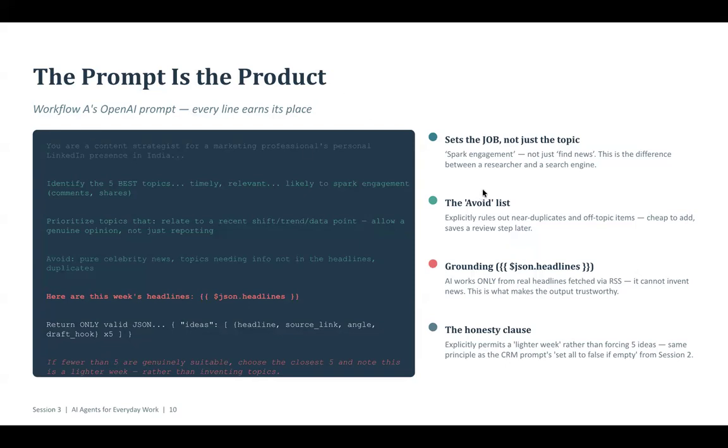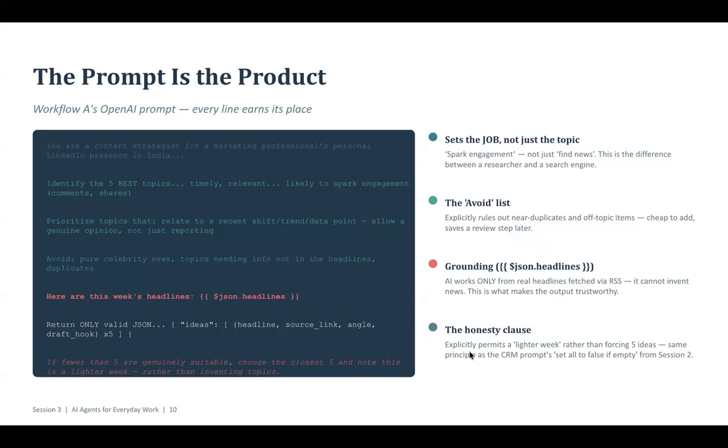Then the avoid list. Here you rule out the near duplicates. If you don't use this, you might get very duplicate angles, the same story, or you'll get weak marketing relevance. Then there's the grounding aspect, which is a very important one as well. You need real headlines. So the AI's job becomes to analyze and rank the real input. This is a very important architectural decision.